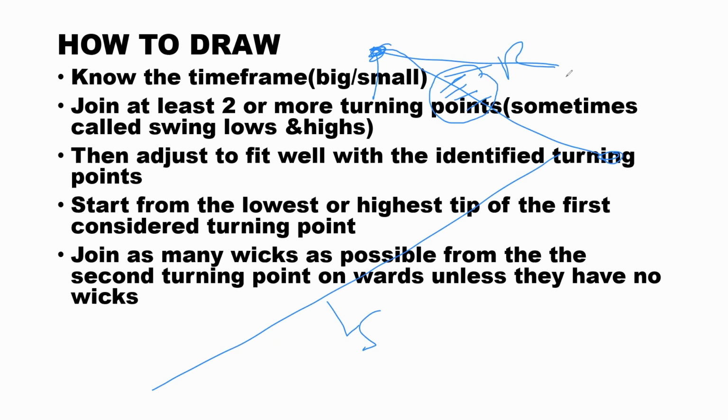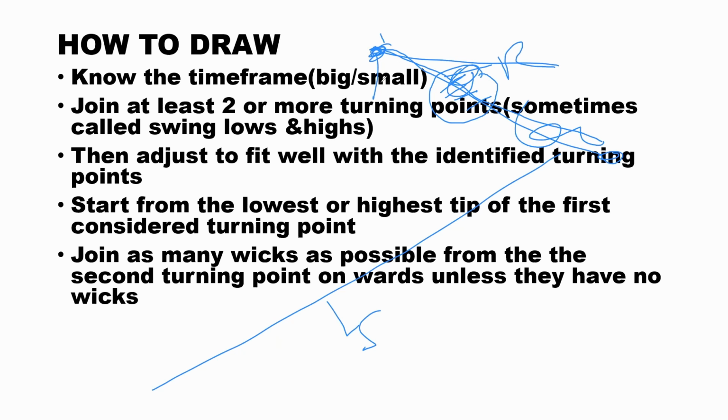Actually, it's the biggest factor for most trendline traders. They are joining the turning points, or the swing lows and swing highs, wrongly. So to avoid that, make sure you're choosing the best fit by joining as many wicks as possible from the next turning point onwards. This is the first one.